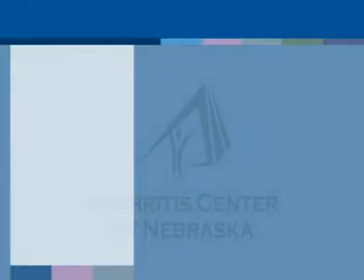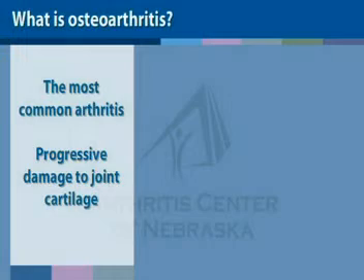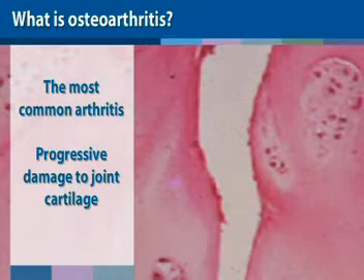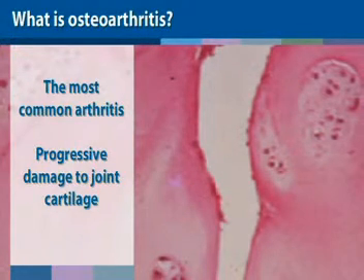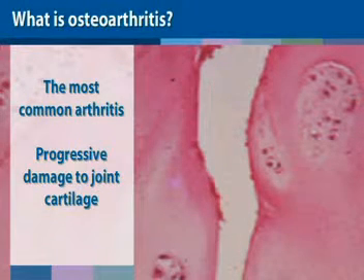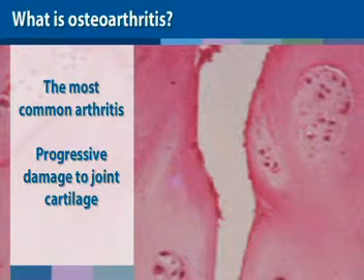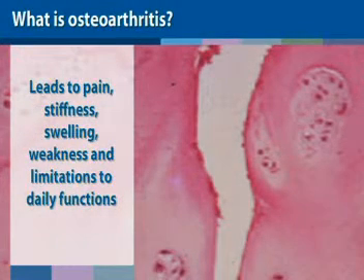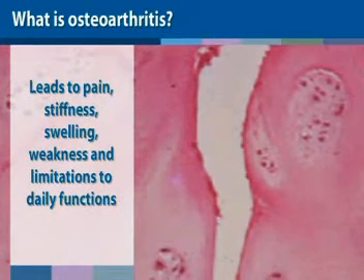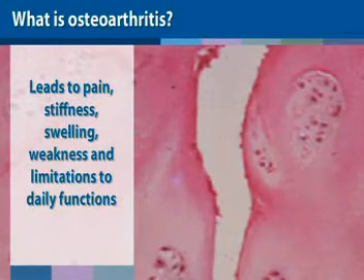Osteoarthritis is the most common joint disease affecting middle-aged and older people worldwide. It is characterized by progressive damage to the joint cartilage, which is the slippery material at the end of bones, and also leads to mechanical changes in and around the joint. These changes can lead to pain, stiffness, swelling, weakness, and limitations to daily function.